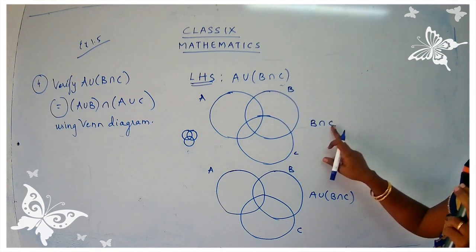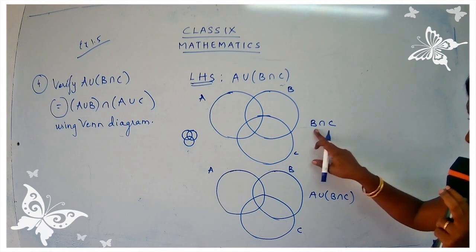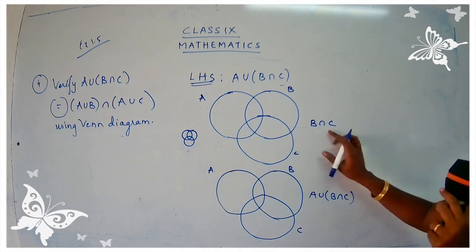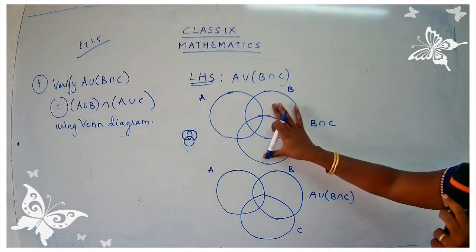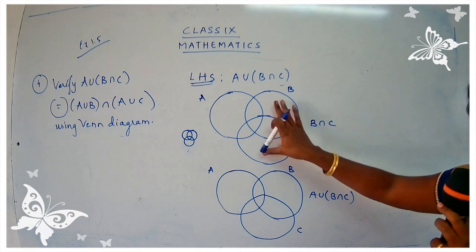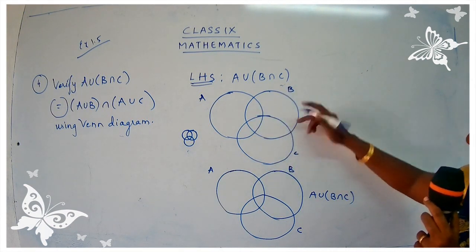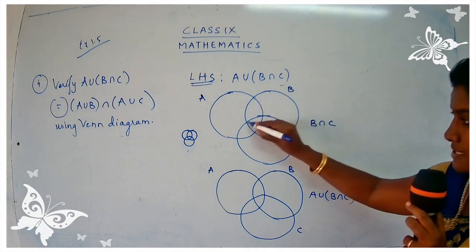B intersection C. So, what is the meaning of B intersection C? B intersection C means common to B and C. What is common to B and C? See, this is the part. Can you see here? This completely, the circle is B. And this circle is C.